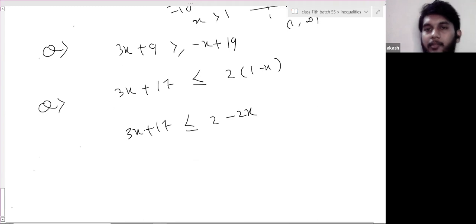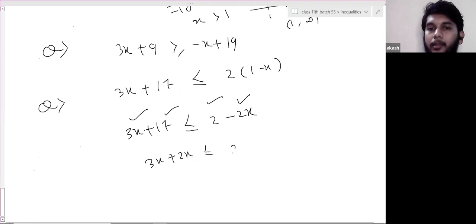This step here, just multiplying the brackets. This 2 can go to this side. This 17 can go to this side. 3x plus 2x is less than equals to 2 minus 17. This is 5x is less than equals to minus 15. So x, if we divide, then less than equals to minus 3.